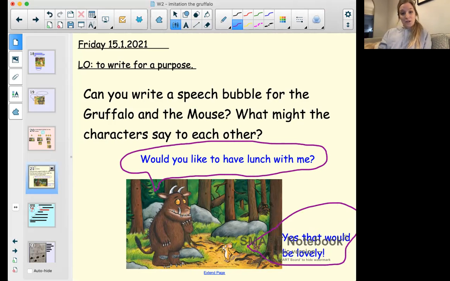Take a picture of the speech bubble that you made, because it would be lovely to see what you came up with. And what's really fun about doing this, especially when we're in the classroom, is that you all come up with something a little bit different. So I can't wait to see what you come up with at home. So make sure you send it in.